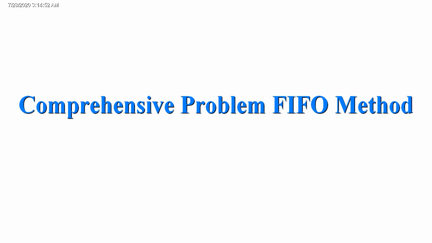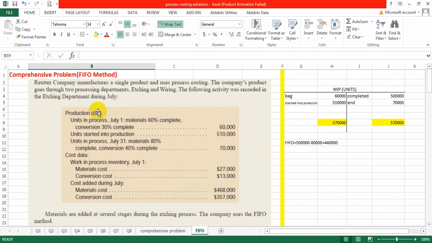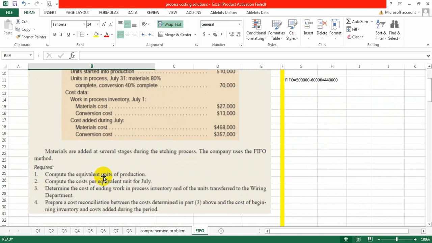Students, now we are going to discuss requirement number 3 of this question under the FIFO method. Tutor company manufactures a single product and uses process costing. We have done requirement number 1, the equivalent units of production, and the second requirement, the cost per equivalent unit for July. Now my third requirement is the cost of ending work in process and units transferred to the wiring department.